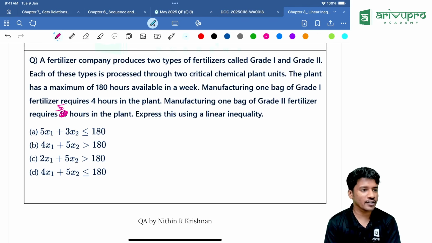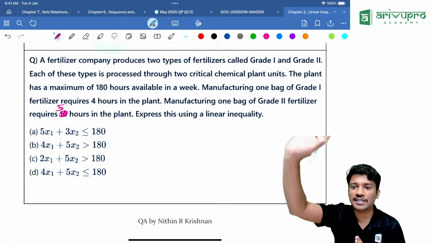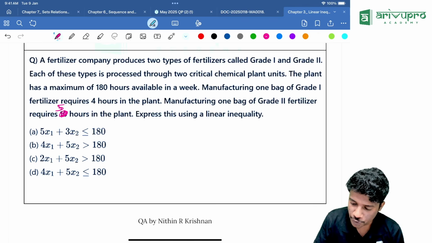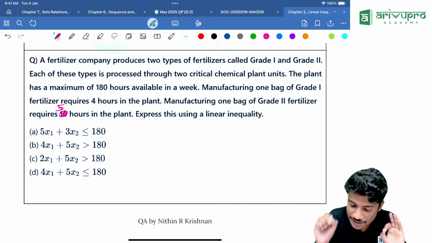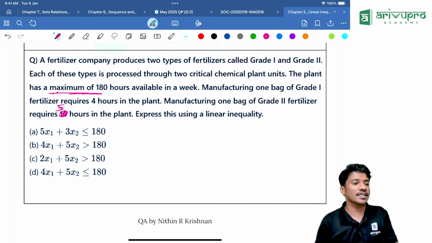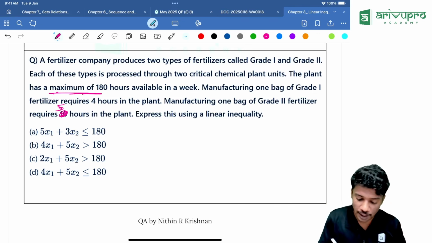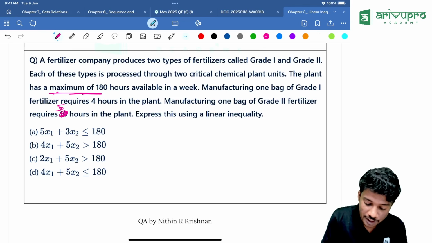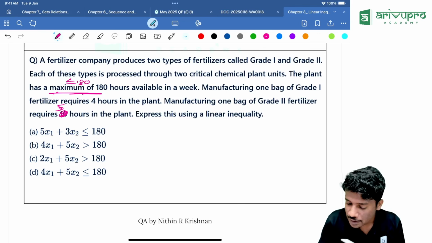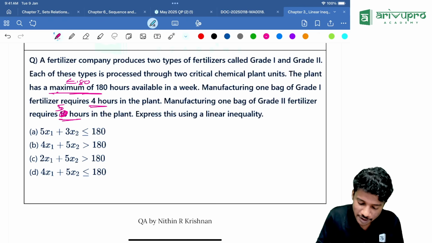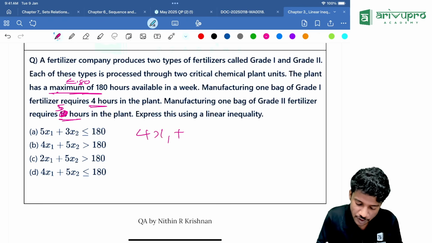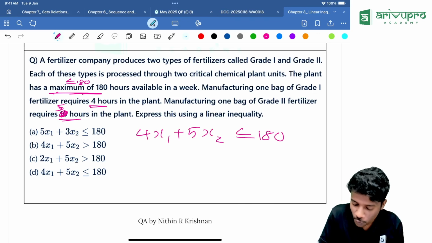No, we will not read everything. I'll tell you how to read. Whenever you see an inequality sign, you will not read the entire question. You will read: company produces something and something. We don't need to know what that something is. We will just read certain things. Maximum of 180. Maximum of 180 means at most, less than or equal to 180. Then what else is given? 4 hours, then 5 hours is given. That means 4x1 plus 5x2 less than or equal to 180.